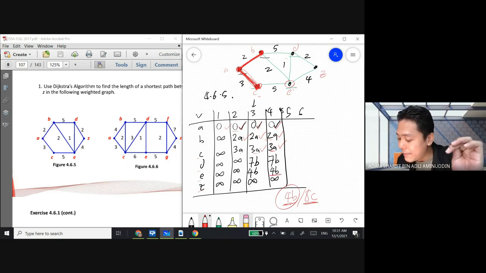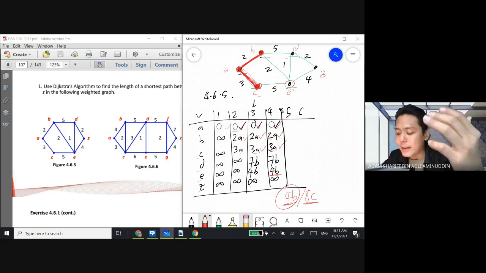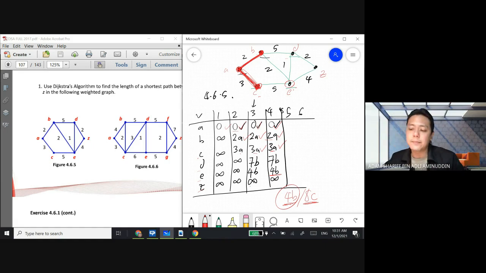So masih 4B. Tiada perubahan menjadi 8C balik, tak boleh. Dia sepatutnya makin kecil, makin kecil. Ya, yang tanya tadi tu okey ke? Clear ke? Clear. Kita kena consider semua jarak yang dia adjacent, tapi kita pilih yang pendek.